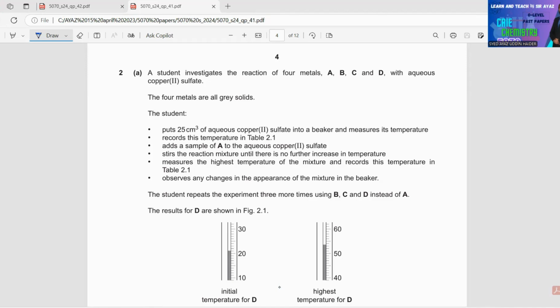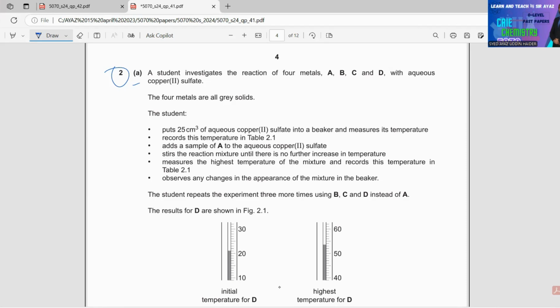So here's question number 2. A. A student investigates the reaction of 4 metals A, B, C, and D with aqueous copper 2 sulfate. The 4 metals are all gray solids. The student puts 25 centimeter cube of aqueous copper 2 sulfate into a beaker and measures its temperature. Records this temperature in table 2.1. Adds a sample of A to the aqueous copper 2 sulfate. Stir the reaction mixture until there is no further increase in temperature. Measures the highest temperature of the mixture and records the temperature in table 2.1. Observes any changes in the appearance of the mixture in the beaker. The student repeats the experiment 3 more times using B, C, and D instead of A.